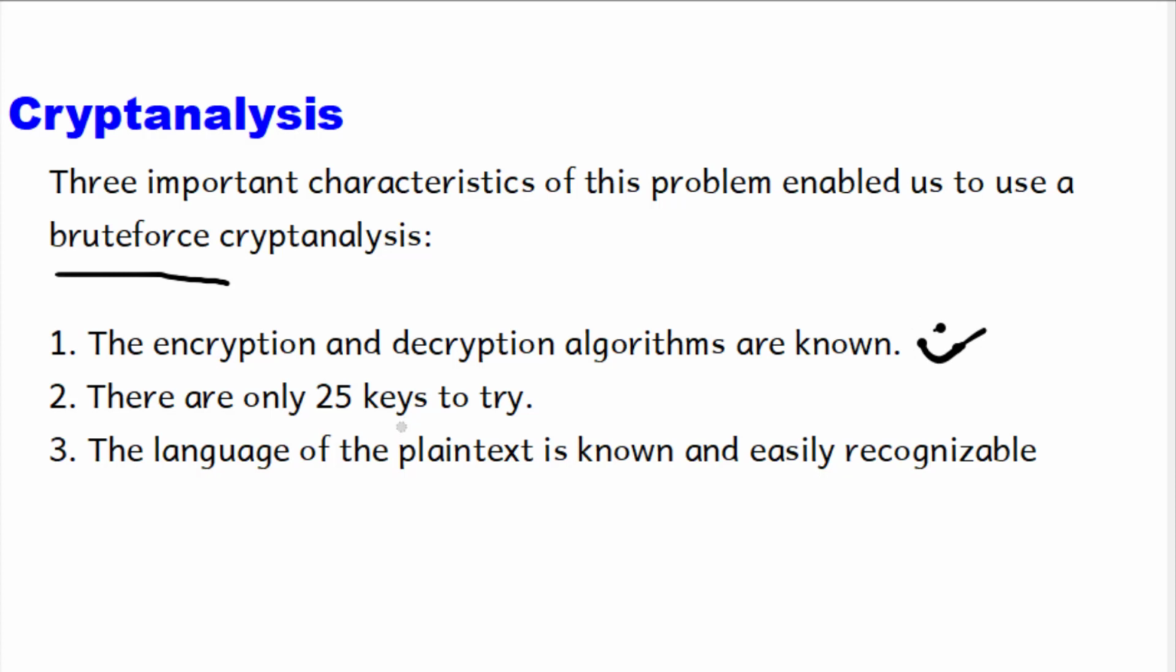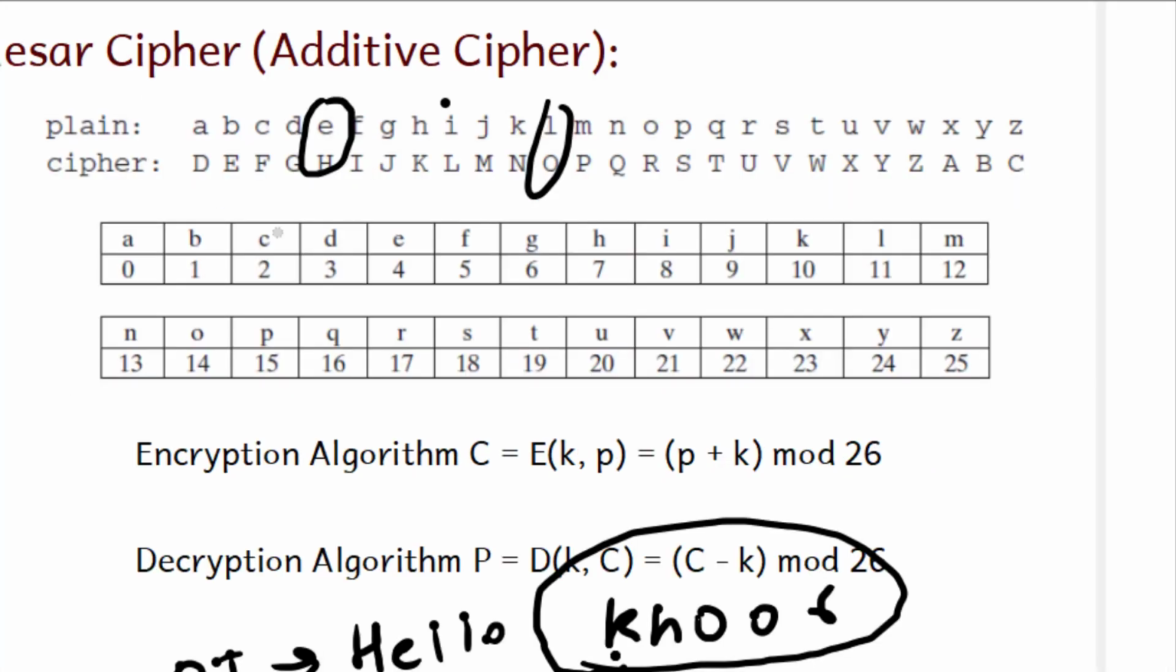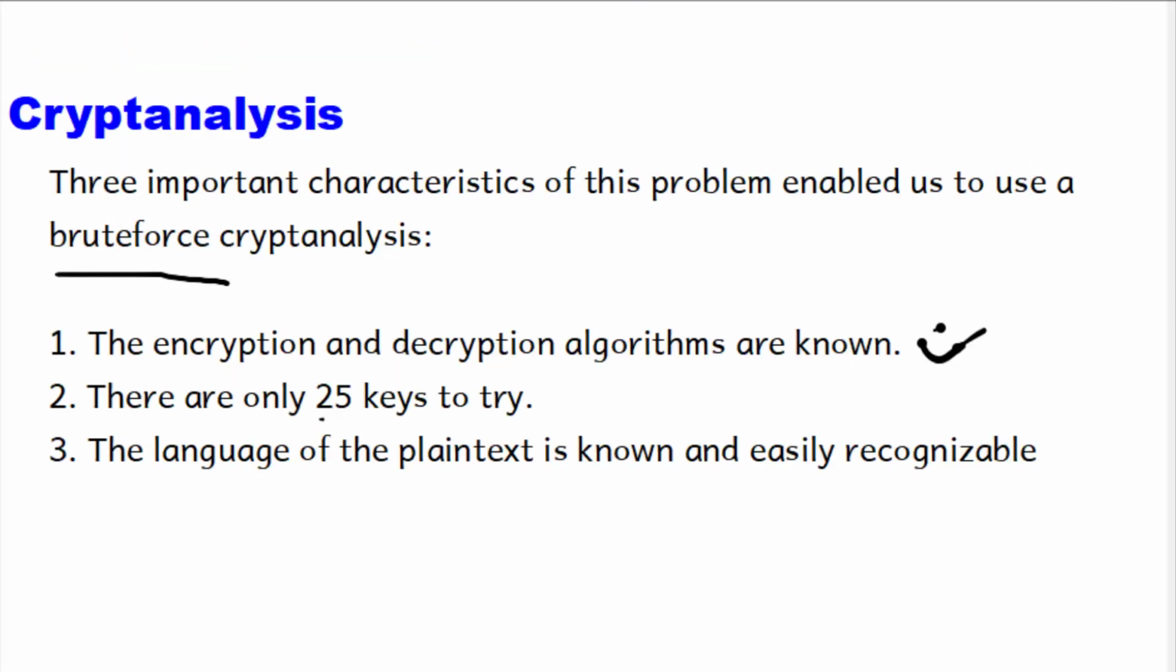Okay, so as we can see here, either we can substitute, for A we can write B, for A we can write C, for A we can write D. So there are only 25 substitutions, not more than that. So the size of the key is only 25. Now to try these 25 keys is very easy. Then the language of plain text is known and easily recognizable. So these are the flaws of the Caesar cipher or any additive cipher.